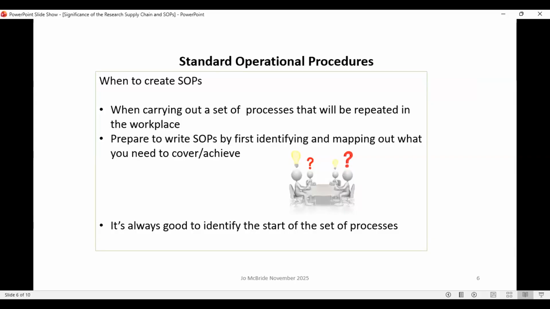Decide what SOPs will be required. And this you can do by mapping it out, and you can see what needs to be covered. And this can even take the format of, for example, a process map.